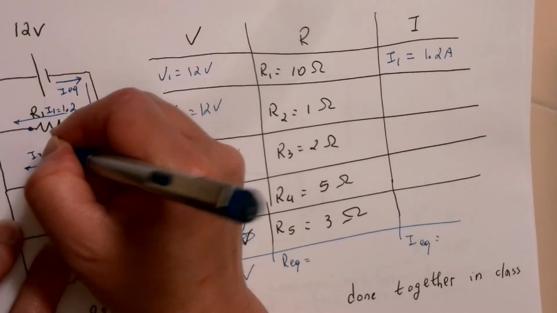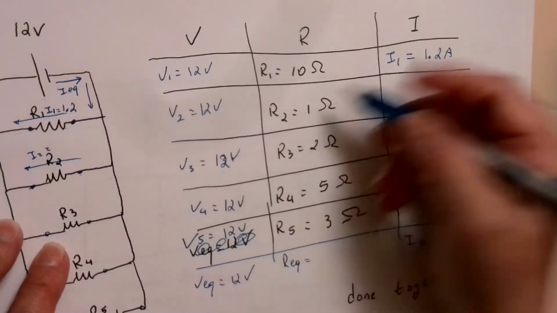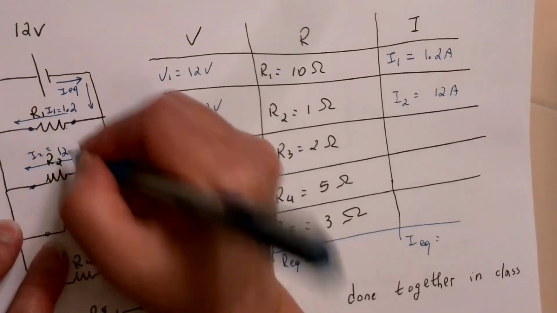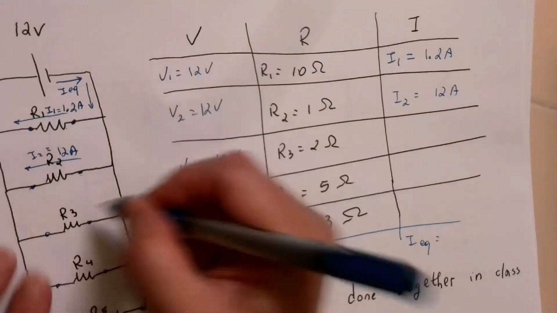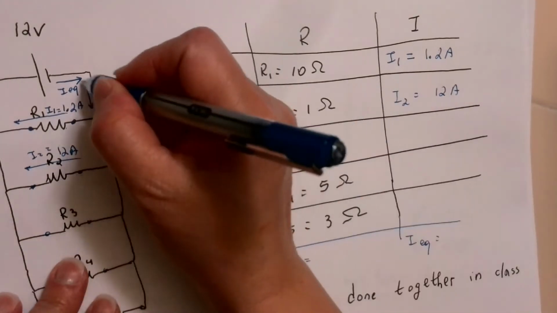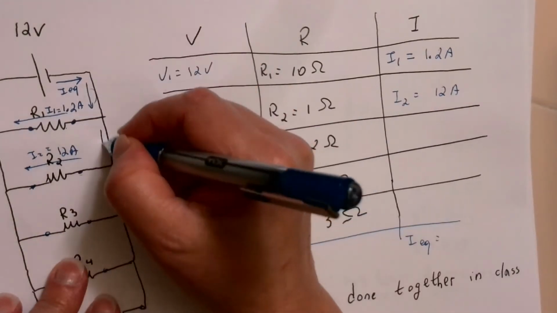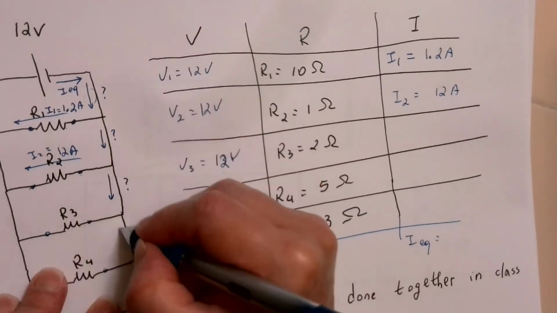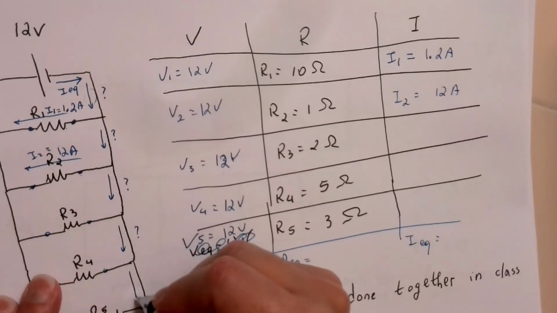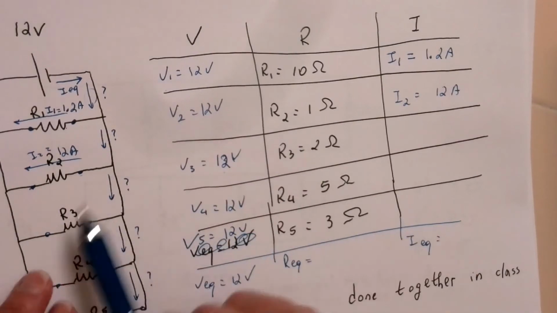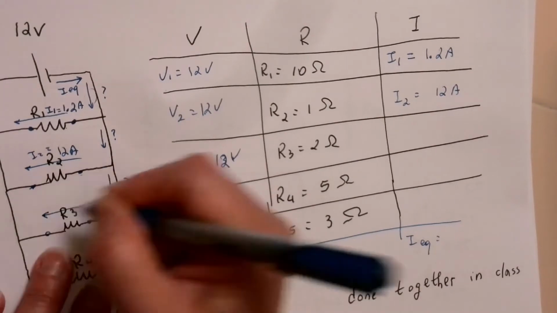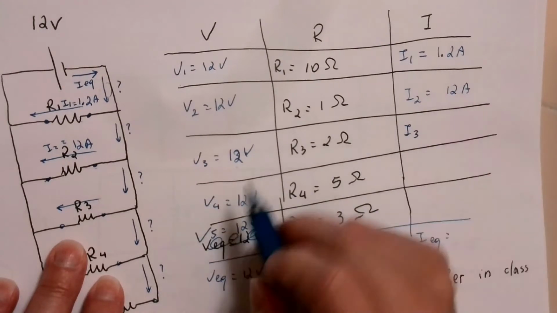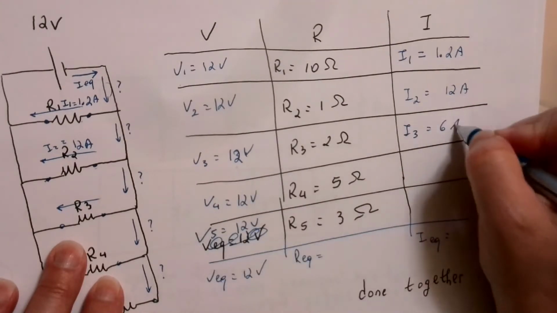So this is I2. I2 is equal to 12 divided by 1. So this is going to be 12 amps. Then I still don't know this current, right? I don't know these currents yet. But I will know I3, because it's the current that is going through R3. So I3 is going to be 12 divided by 2. So this is 6 amps.